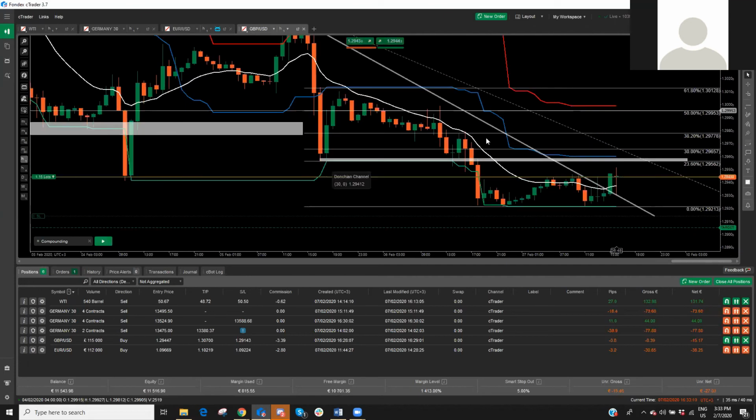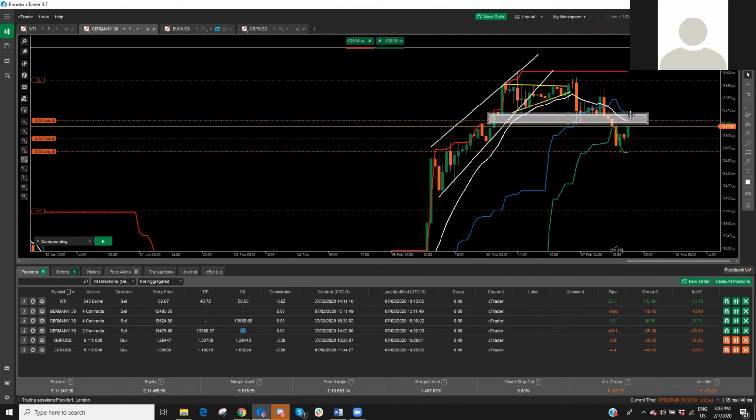So yeah, I guess that's it. Did you guys learn something good? Let's see the DAX. The DAX, look, popped in right here, retested this level and the EMA. Let's see how it ends though, 26 minutes.